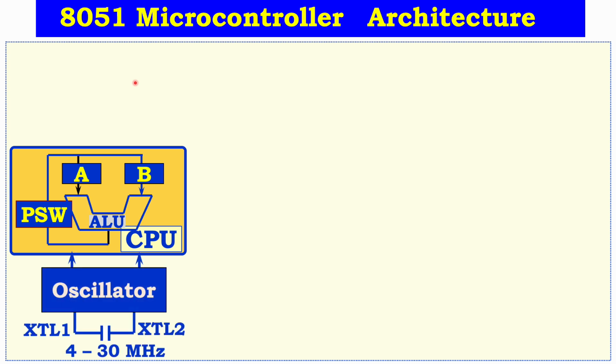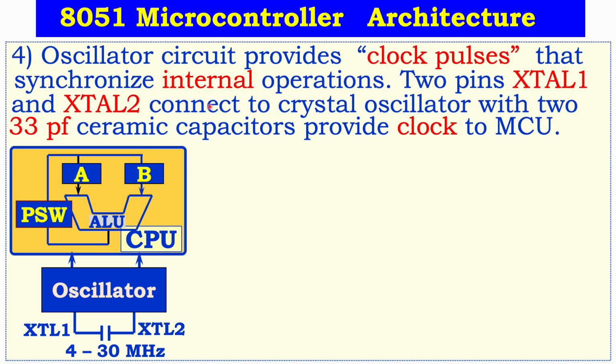Now let us see one more important term that is used for any computer, the oscillator. What will an oscillator do? The oscillator for any computer, maybe a small computer, maybe a big computer like the 8086, will provide the clock pulses that synchronize all internal operations of a microcontroller. This is provided by two pins. One is called XTAL1, the other is called XTAL2. These two are connected by one crystal oscillator with 33 picofarad ceramic capacitors that will provide the clock pulses for the microcontroller unit, called the MCU. So this is one more important part of the 8051 microcontroller to synchronize all the operations in the microcontroller.